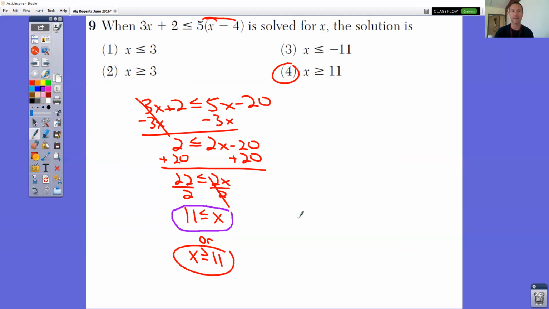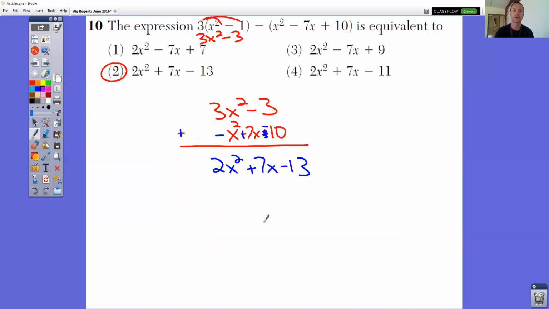Remember, also, we didn't have it in this problem, but if you multiply or divide by a negative number, if this number right here was negative, we would have to flip the sign. It's not in this problem, but just telling you if there was.